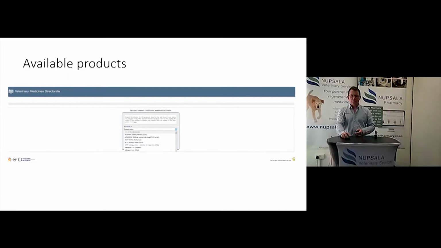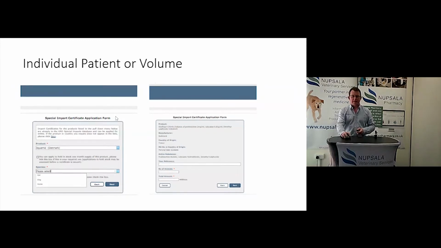Okay, so we've gone through, we've found our product, and now what's going to happen is it's going to split into two ways, depending on the product. I've picked out and highlighted a product here, and what we're going to look at is that this particular product, when we're looking at the SIC, is for the individual patient.